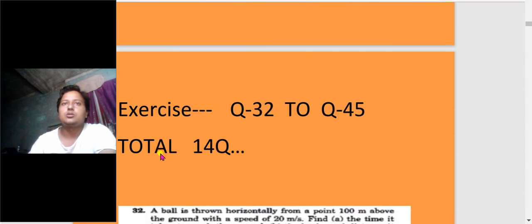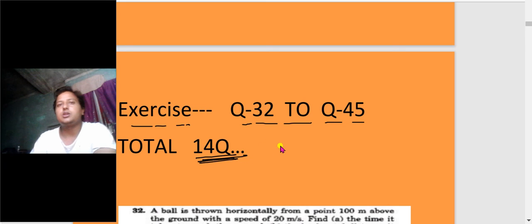Now we are entering into the exercise solving. Question 32 to 45. Total questions are 40.